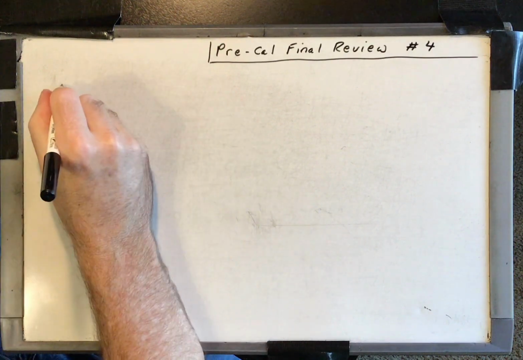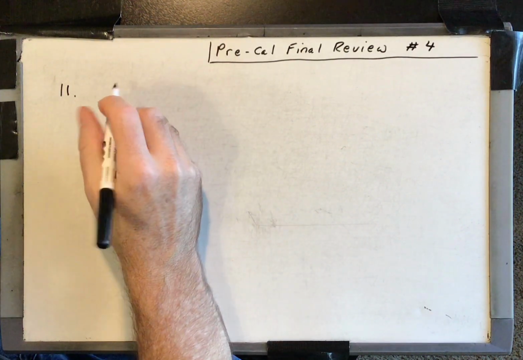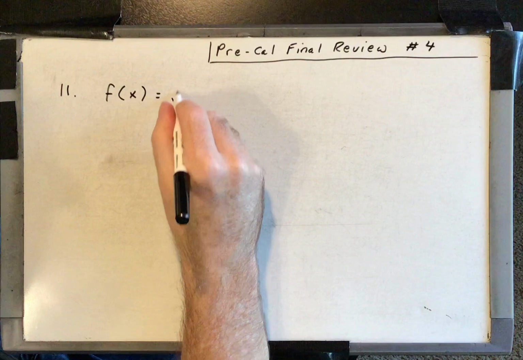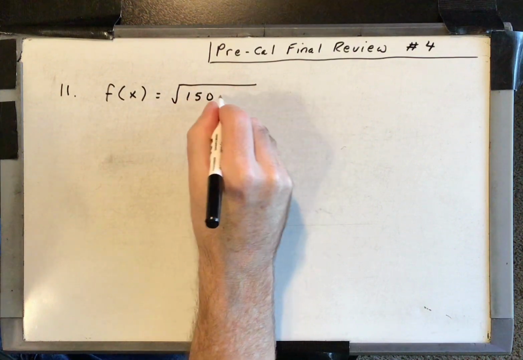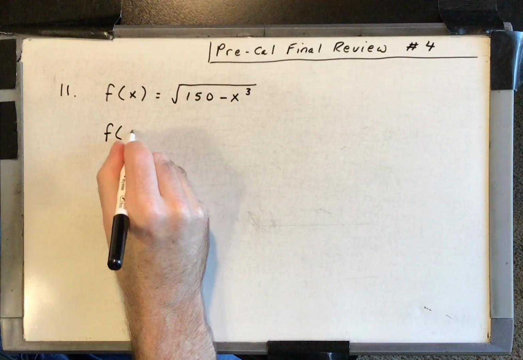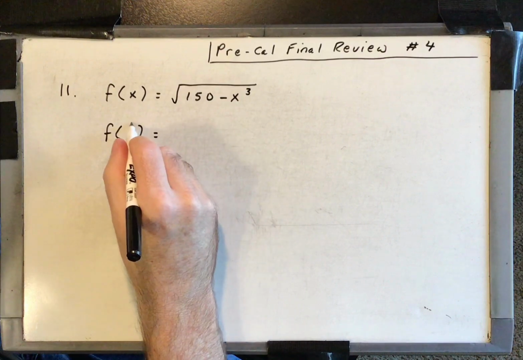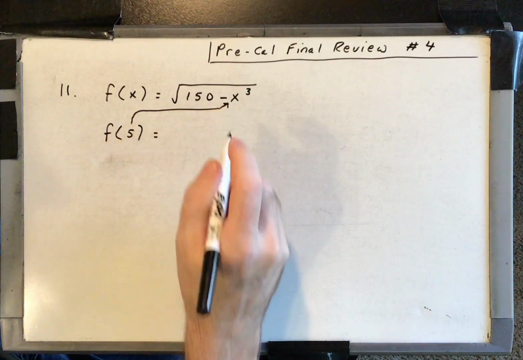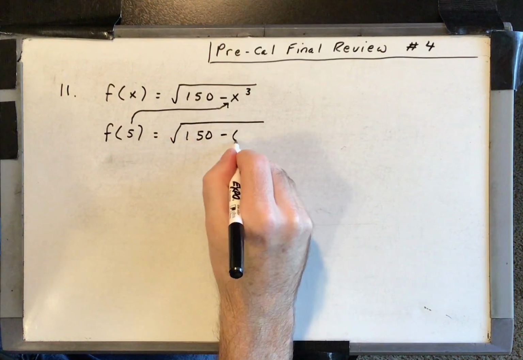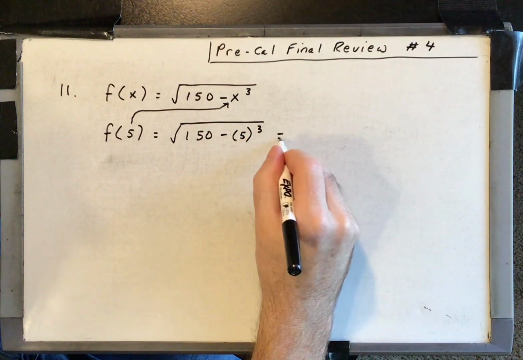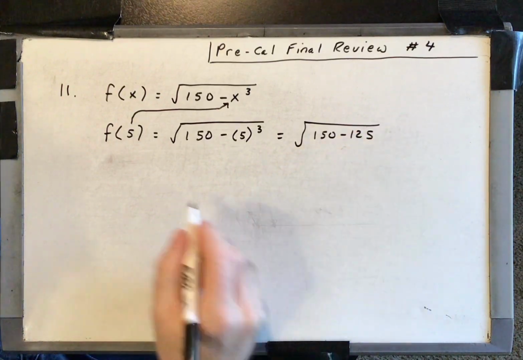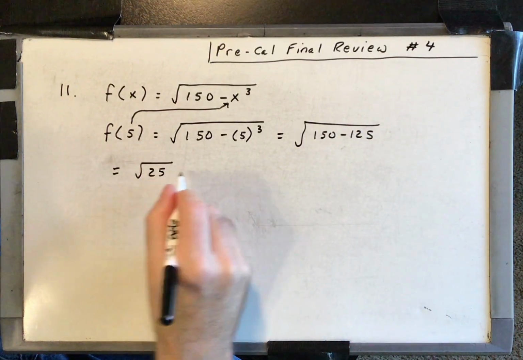Number 11. All right. This is function notation. So we have f of x is equal to the square root 150 minus x cubed. We want to find f of 5. Well, that just means you plug in 5 anywhere there is an x. So f of 5 would be the square root of 150 minus 5 cubed. So that's the square root of 150 minus 125, square root of 25, which is 5.